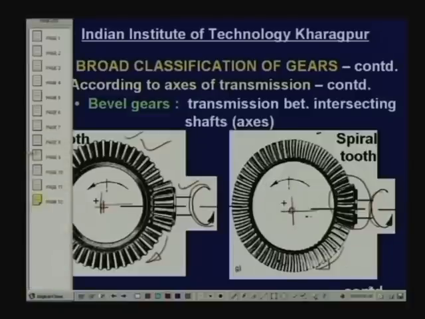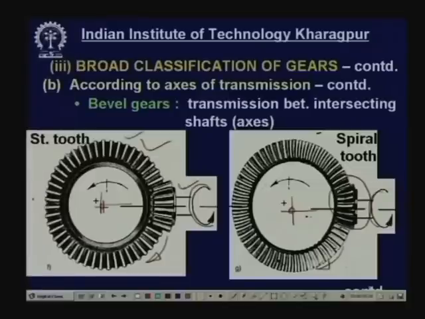Here the teeth are straight, you can see the teeth are straight radial, but here the teeth are slightly curved and it is called a helical or spiral tooth gear, and this has the capacity of transmitting more power, torque, etcetera.